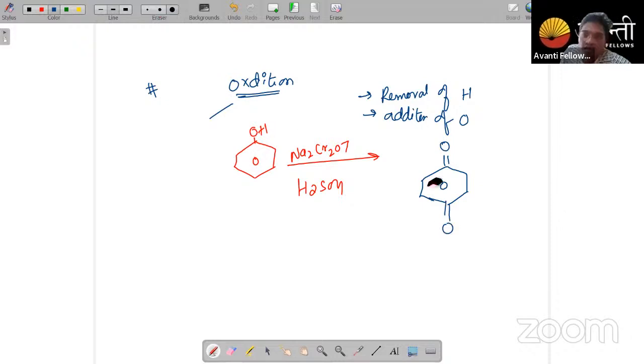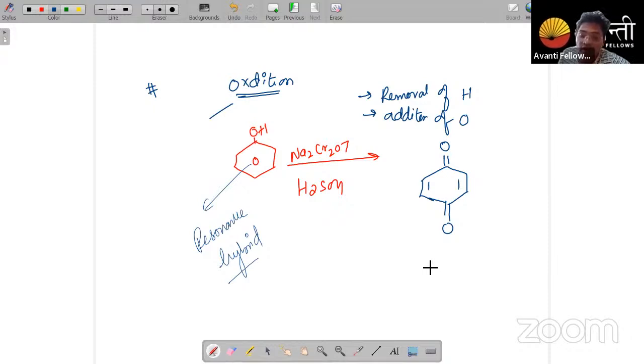I'm so sorry, here we should not keep zero here. Like a resonance hybrid. What is the meaning of it? That is called a resonance hybrid. We should not keep the resonance hybrid here, as it involves only like this.